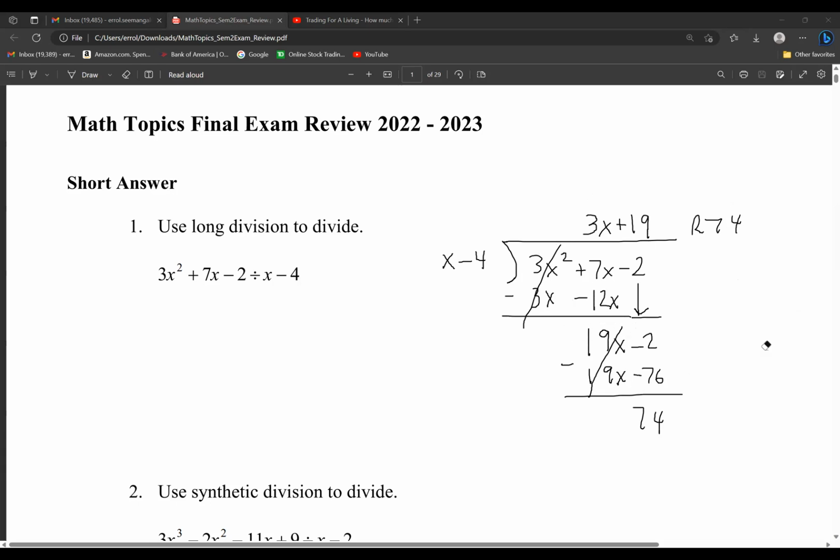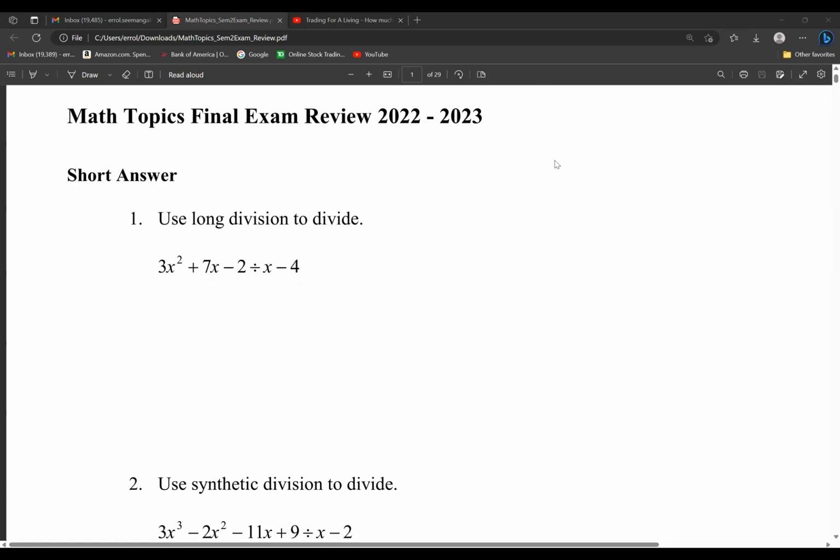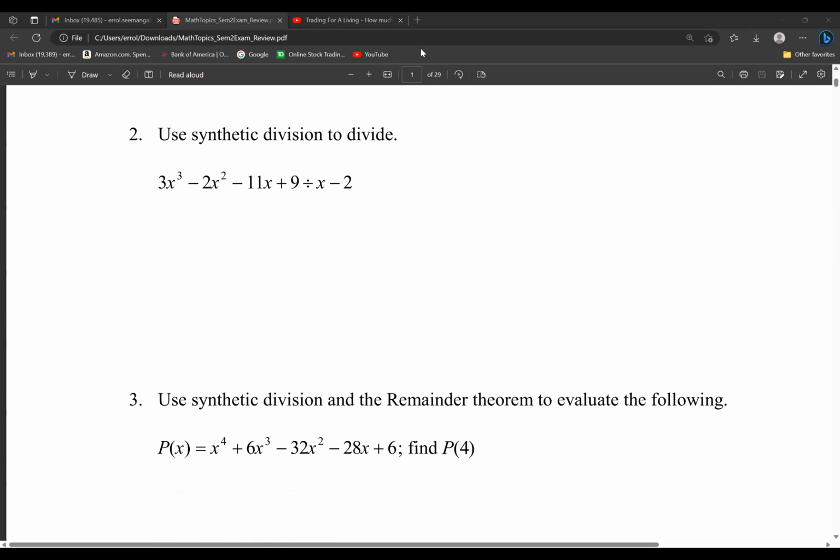All right. Number 2, use synthetic division to divide. All right, so write that one down or take a picture of number 1. I got it. I'm writing with you. Okay, so that's number 1. Number two, you remember synthetic division? You just use the coefficients. Okay, so we got coefficients of 3, -2, negative 11, and 9 there, right?